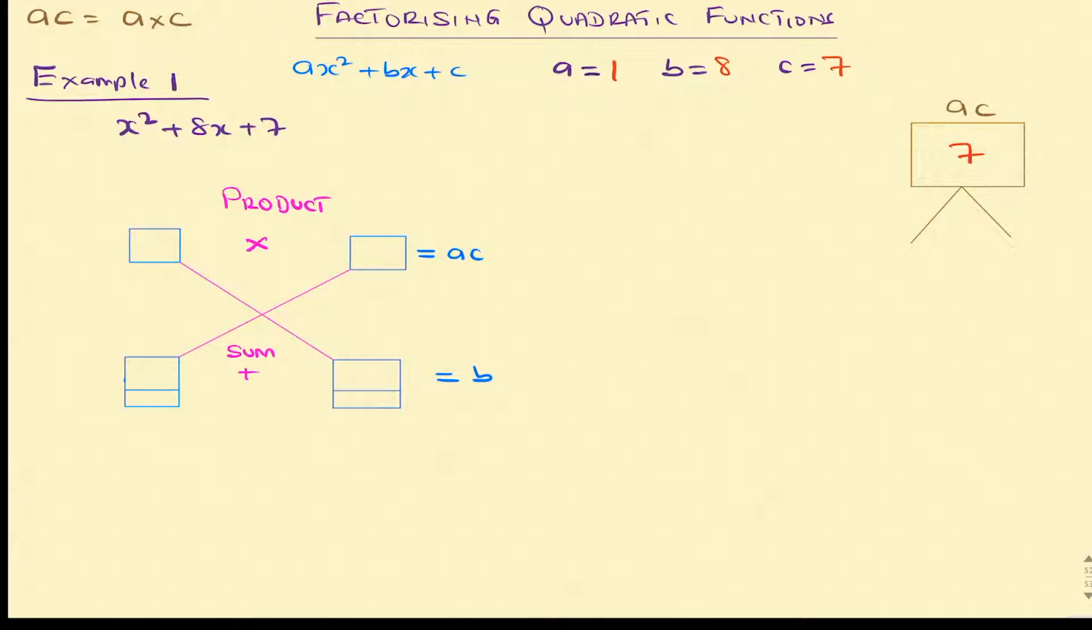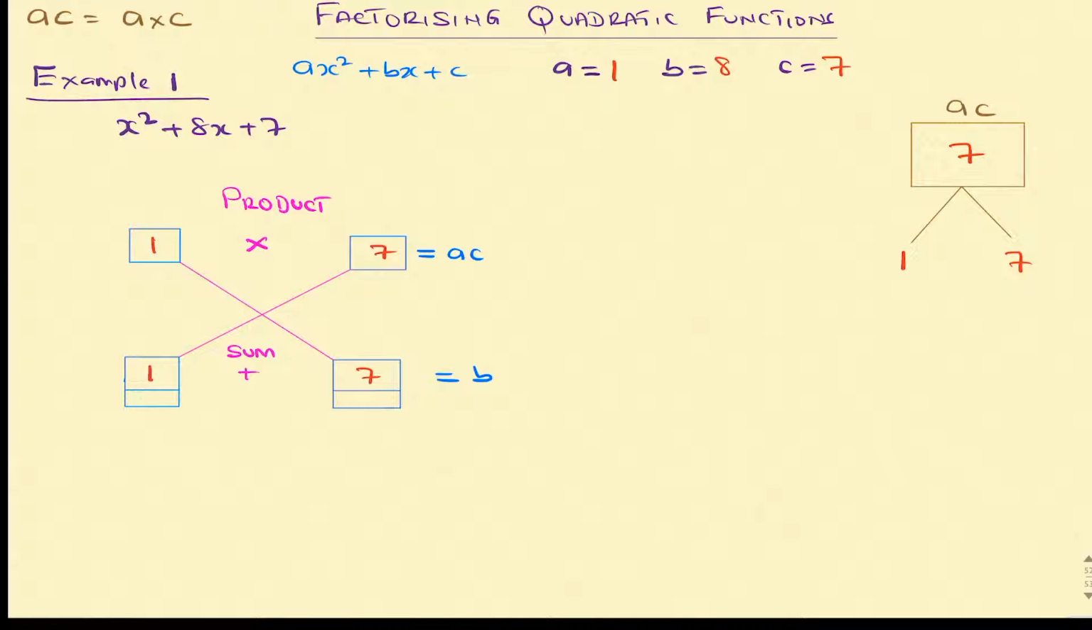We need 2 numbers that we can multiply together to get 7 and add together to get 8. That looks like 1 and 7. Always start with 1. So 1 and 7 goes to the top boxes, and 1 and 7 goes to the bottom boxes numerator.